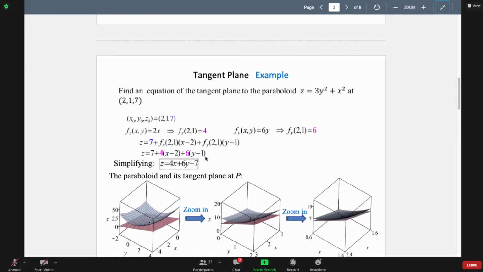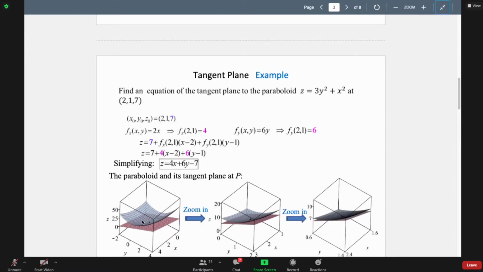Again, you can still simplify this, and z is equal to 4x plus 6y, minus 8, minus 6, plus 7. This is minus 7. So z equals 4x plus 6y minus 7. That's the equation of the tangent plane at this point.